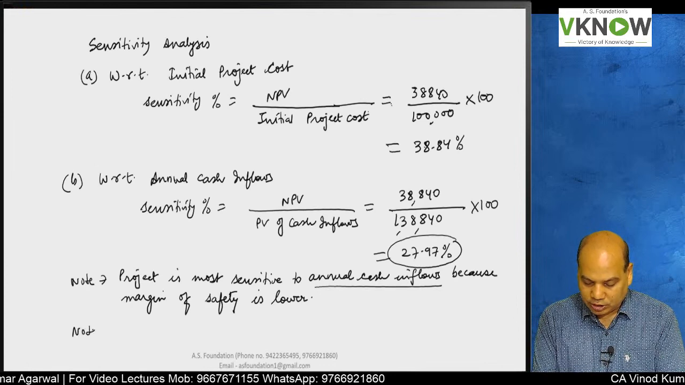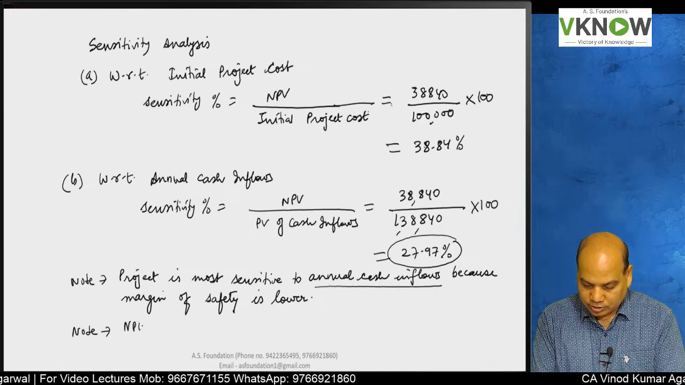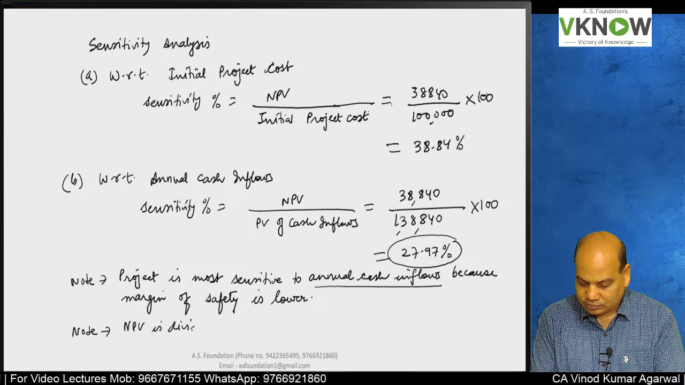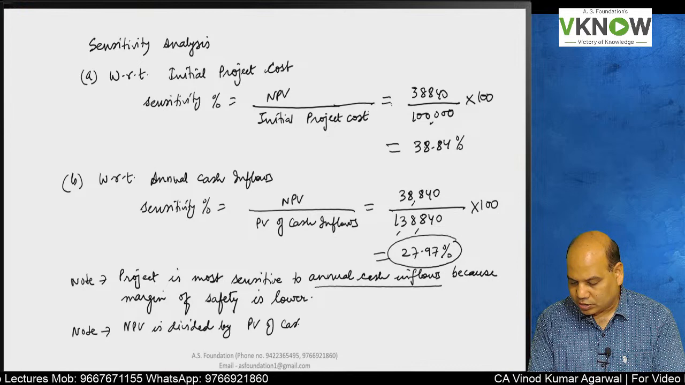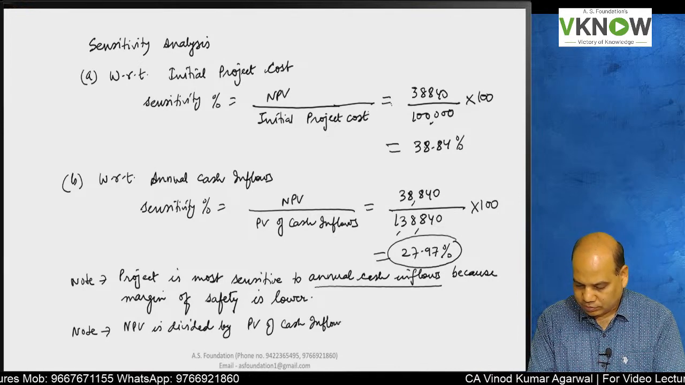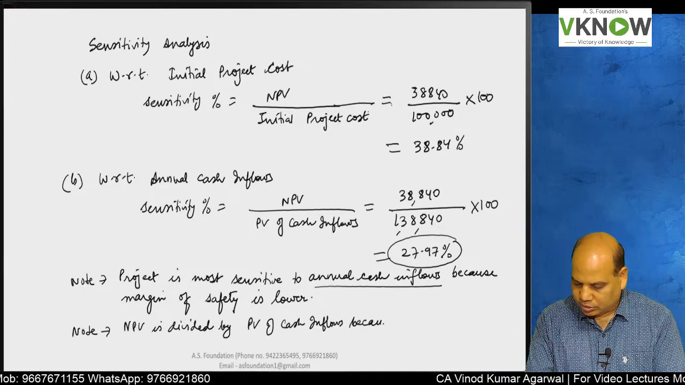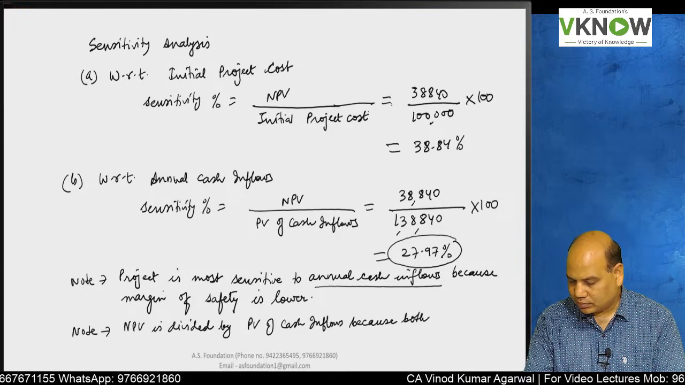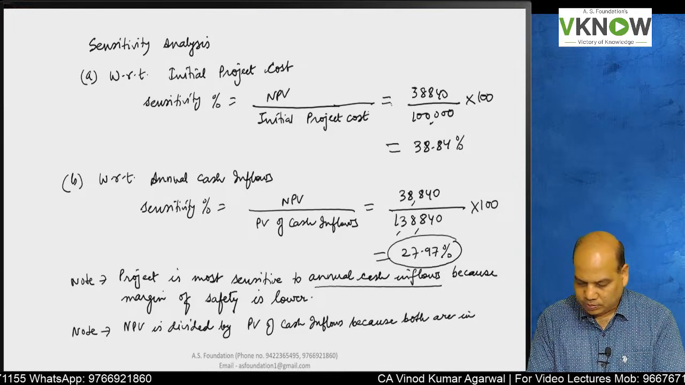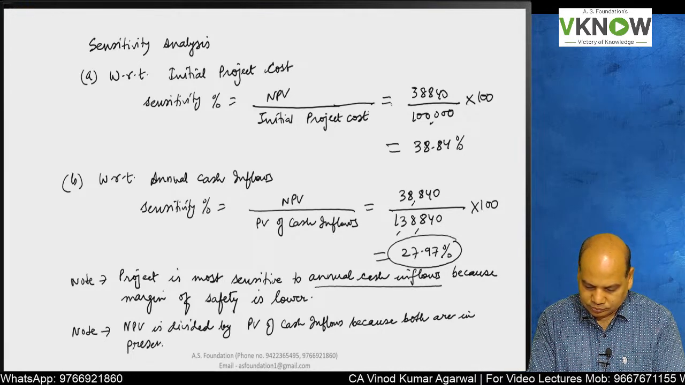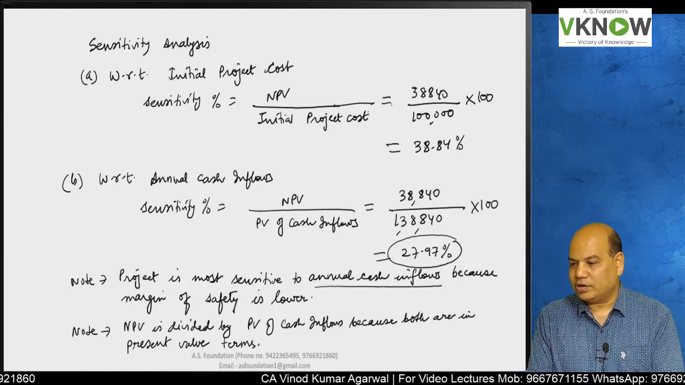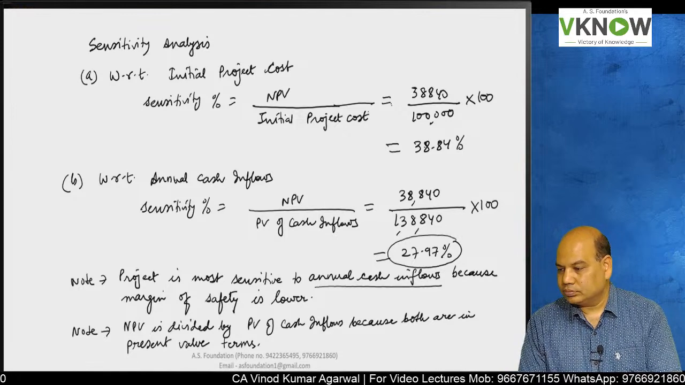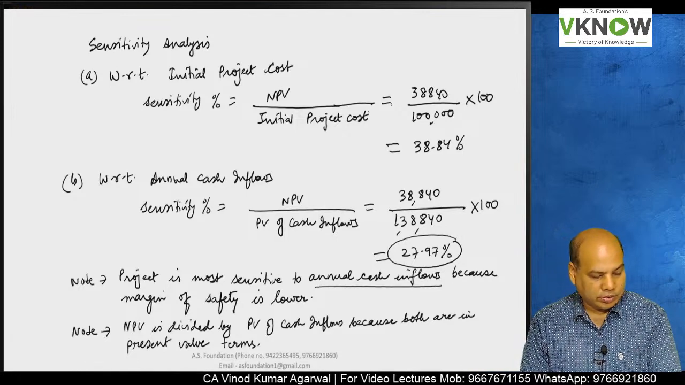And note, write down, NPV is divided by PV of cash inflows, because both are in present value terms.